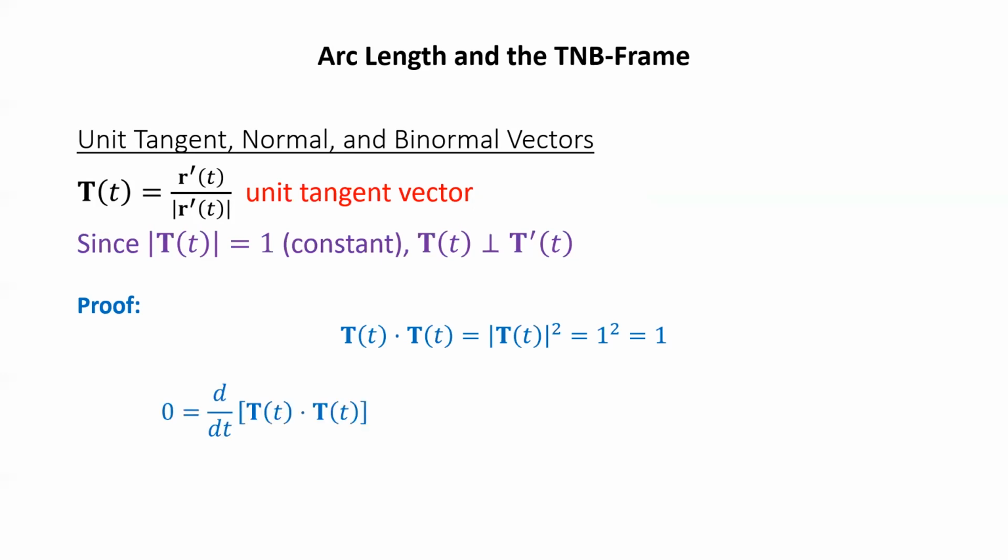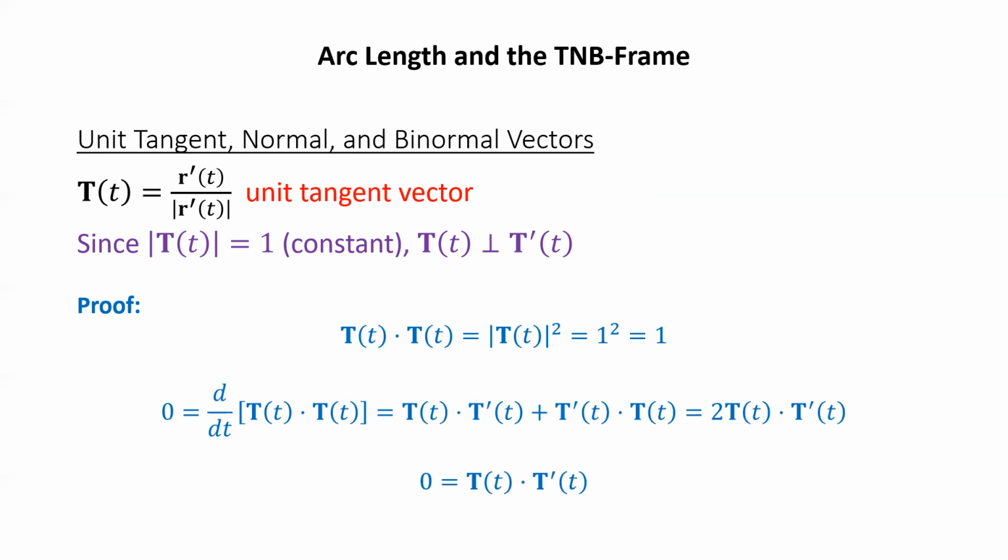Differentiating each side of this equation, the derivative of 1 is just 0, so that's equal to the derivative of T dot T. By the product rule for the dot product, we have T dot T'(t) plus T'(t) dot T(t), which, since the dot product is commutative, is equal to 2 T dot T'(t). Dividing by the 2, we see that 0 is T dot T'(t), showing that T and T'(t) are orthogonal as we wanted.